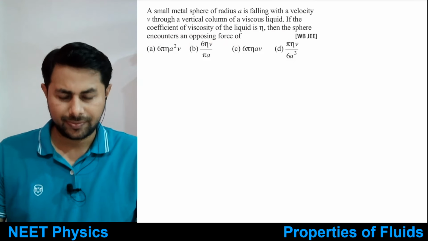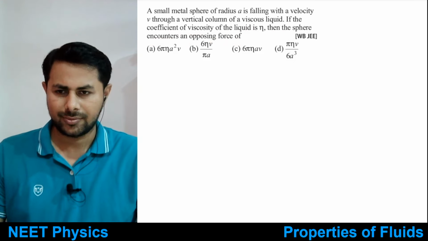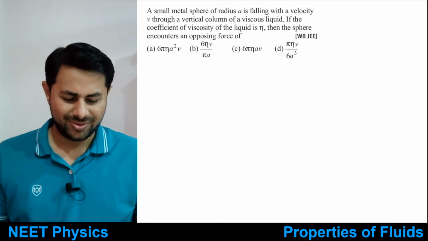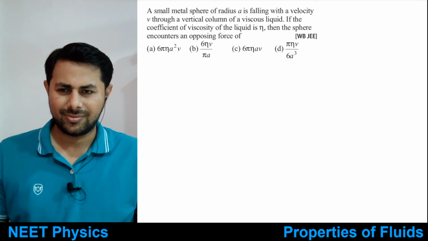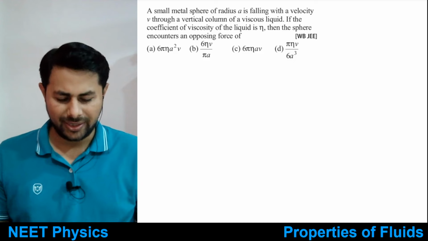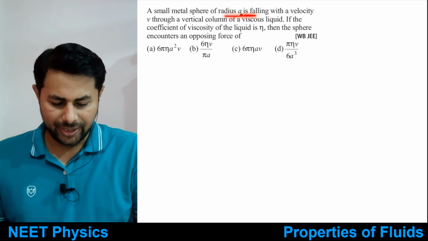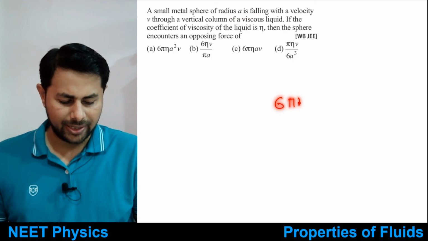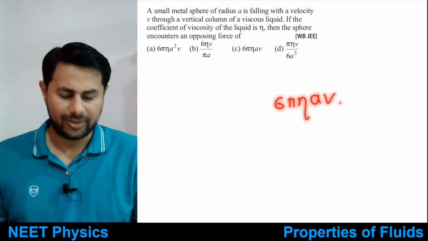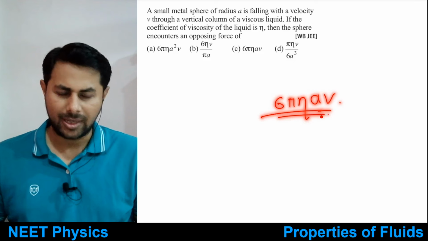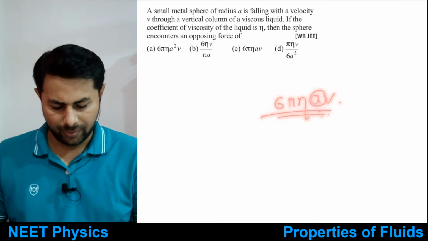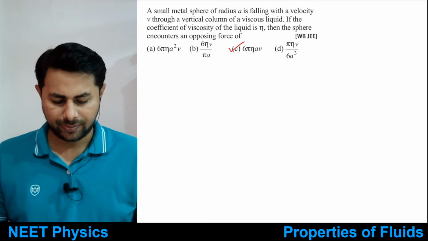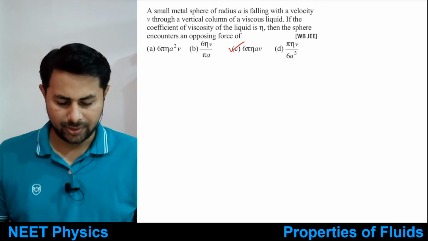Option A, we just saw this. It is just Stokes' law, right? The radius of the sphere is a, so the force would be 6 pi eta multiplied by a v. In place of r you have a, so it's option C, right?